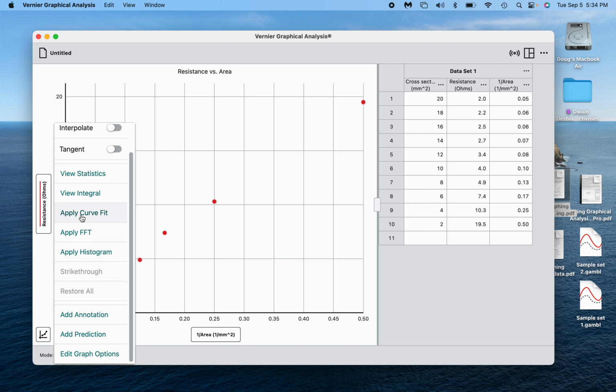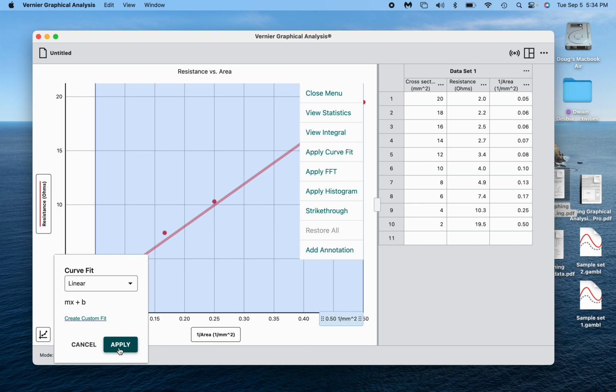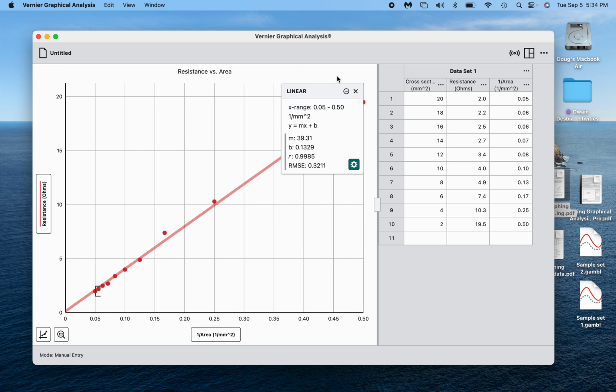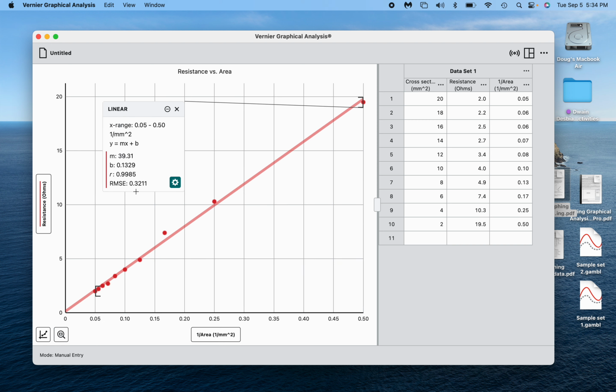So I can apply curve fit. I'm going to apply that. And it's beautiful. I've got a 0.9985 correlation, and the root mean square error is very low. And the slope, 39.31. So the way I would write this is I would go in the format.